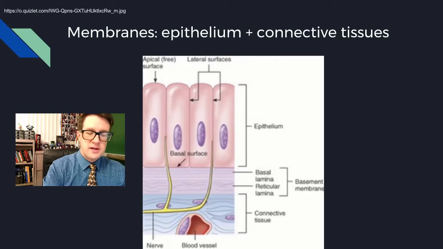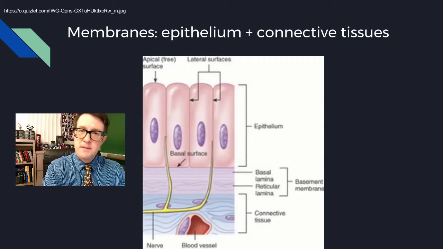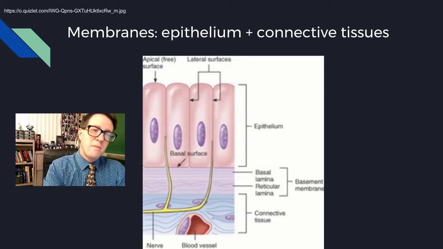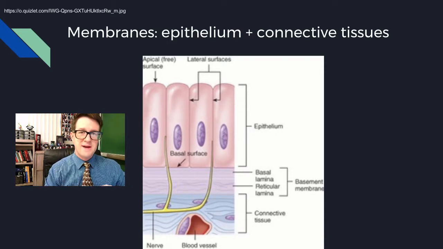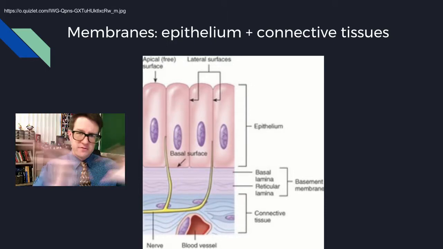Epithelial tissues and connective tissues happen to have a special relationship, and it's called a membrane. The catch with the word membrane is there's many versions of the word. You have a cellular membrane, but you also have an actual anatomical thing called a membrane. And membranes happen to have some parts to it.